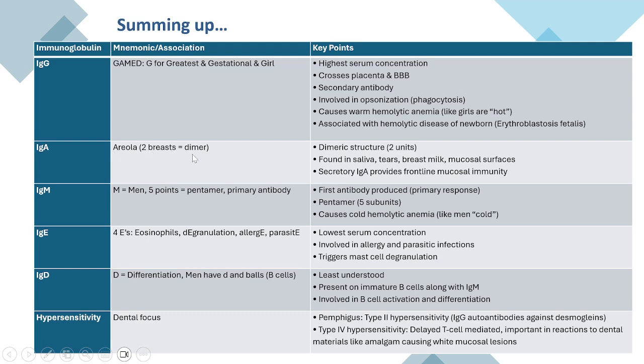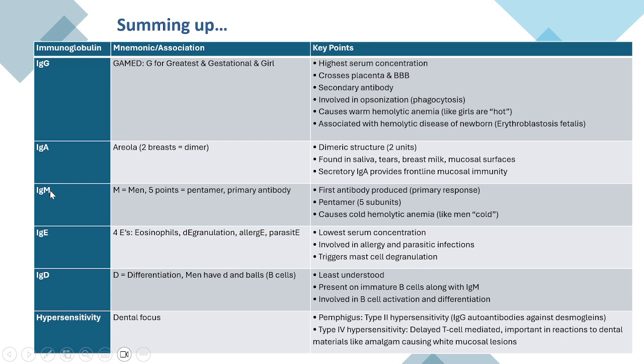Now coming to IgA, we said A as in areola of breast. So there are two breasts, so it's a dimer, and everything we related with two, like tears coming from two eyes, and the saliva mainly produced by the parotid glands, which are two in number, the left and right, and also the two areola or two breasts, and also they are found on mucosal surfaces. So all the secretory IgA provide the frontline mucosal immunity.